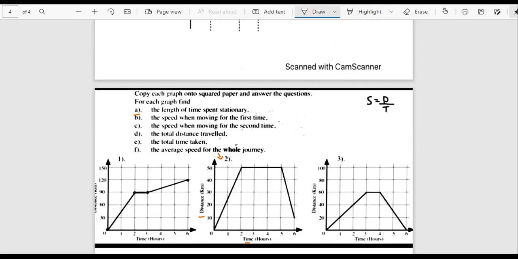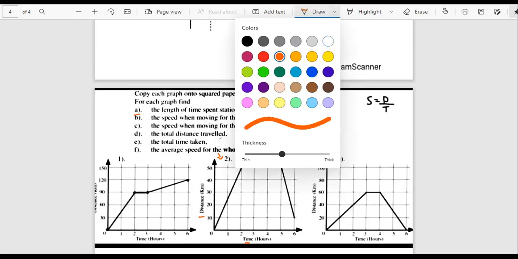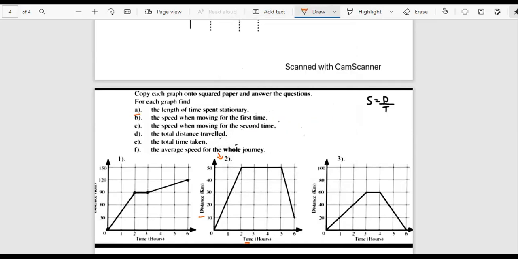All right. So it says the speed when moving for the first time. All right. So that is 25 kilometers an hour. Very good. So this is 50 divided by 2. That will be 25. Okay. The speed when moving for the second time. 40 kilometers an hour. -40. Yes, this is.